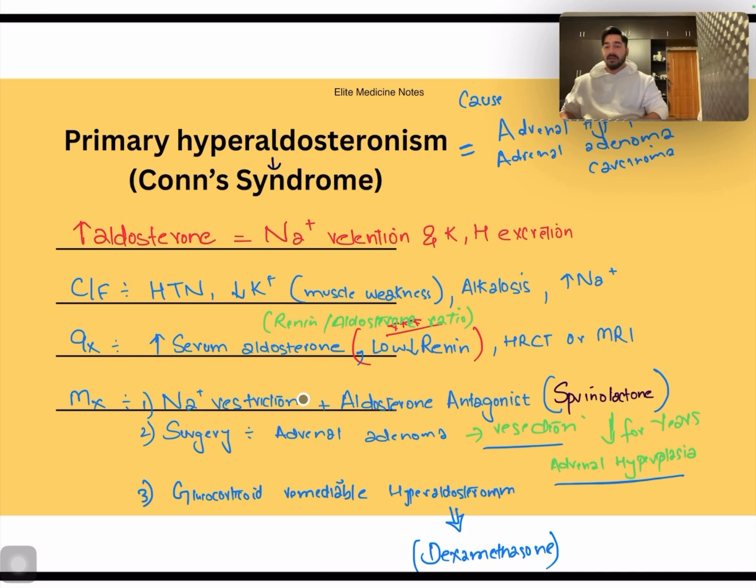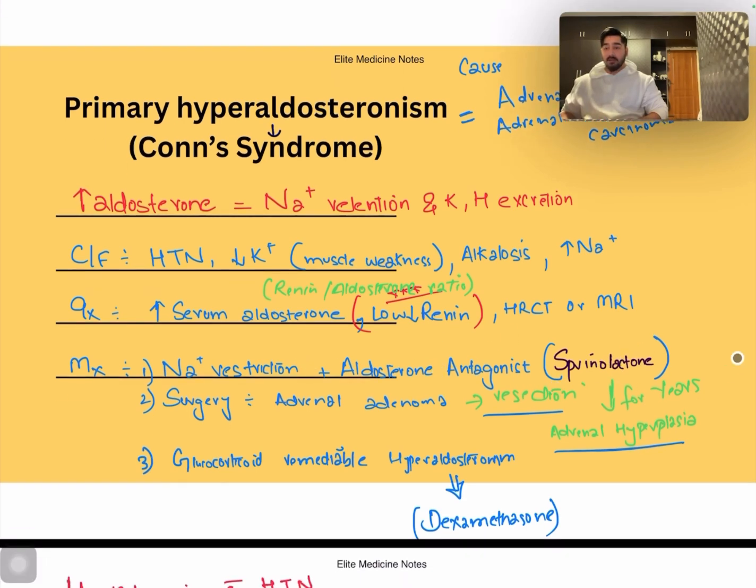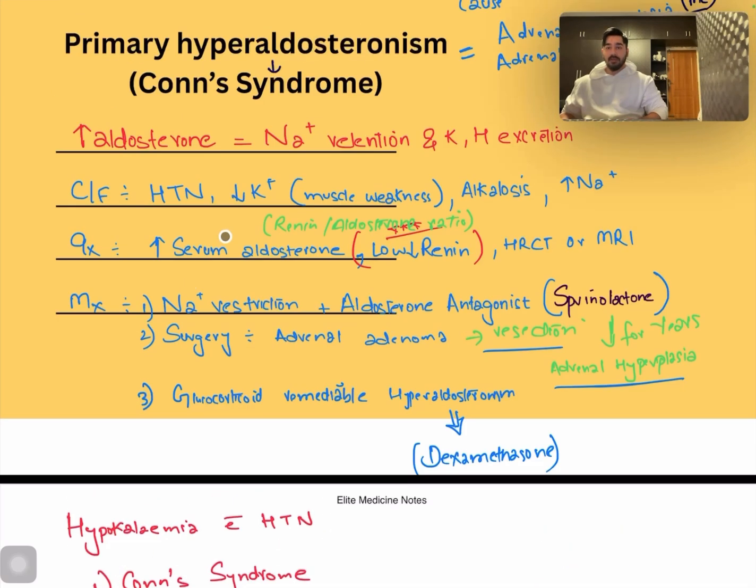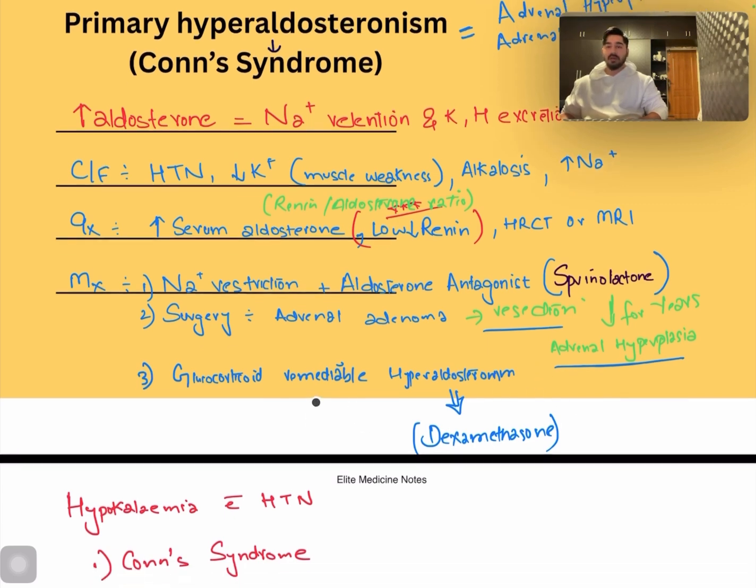Okay, and there is increased aldosterone, so we have to give an aldosterone antagonist, that is spironolactone. Spironolactone is given for many years for adrenal hyperplasia. And in case you are planning for surgery, then the treatment will be adrenalectomy, the surgery for adrenal adenoma. And there is another cause of hyperaldosteronism, that is glucocorticoid remediable hyperaldosteronism, and the treatment for that is dexamethasone. I will tell you about it as we move forward.